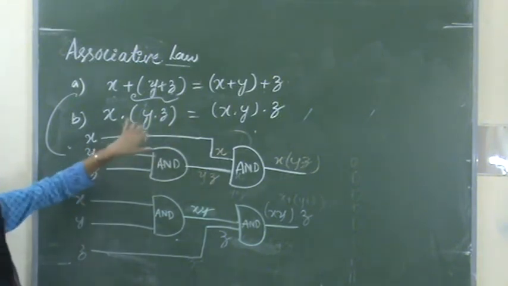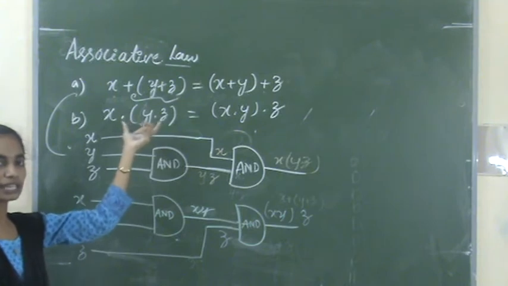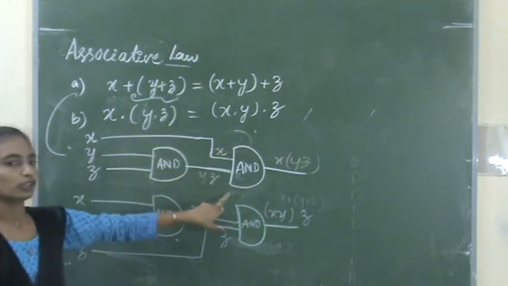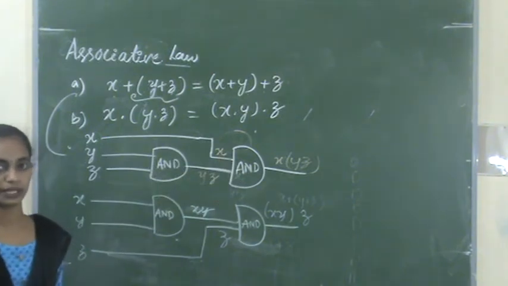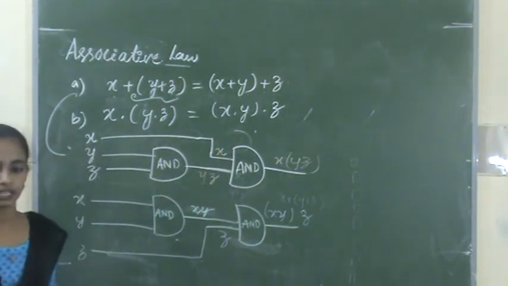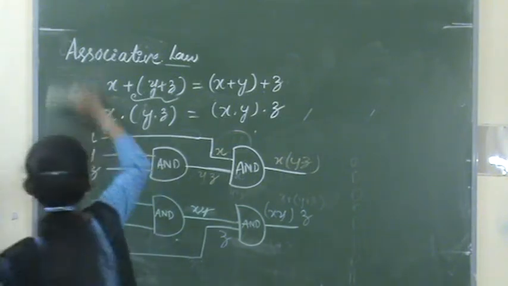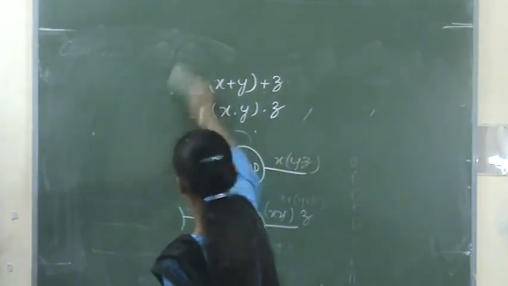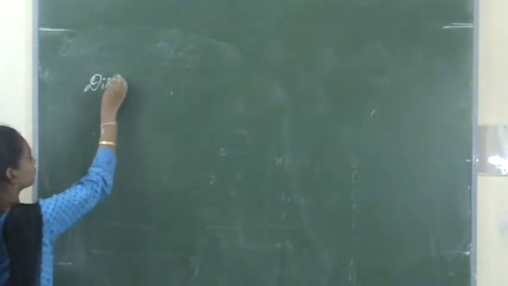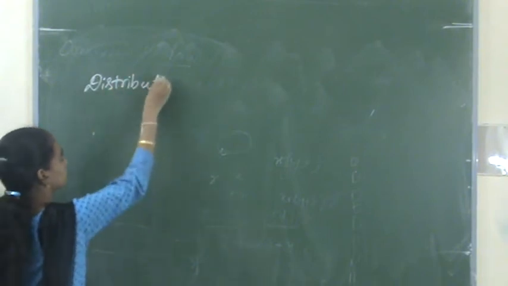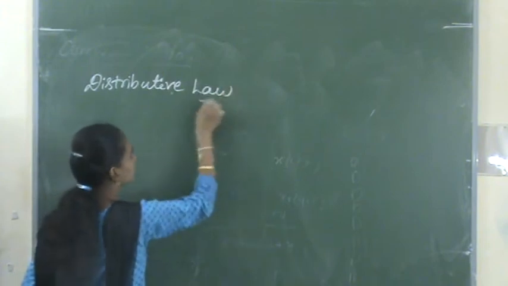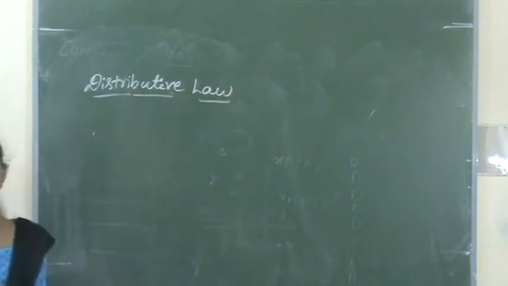Okay. So now we just take which operation we are performing in the theorem, and that gate we use to represent that Boolean equation. So this is about the associative law. So next we have the distributive law. So next is the distributive law.